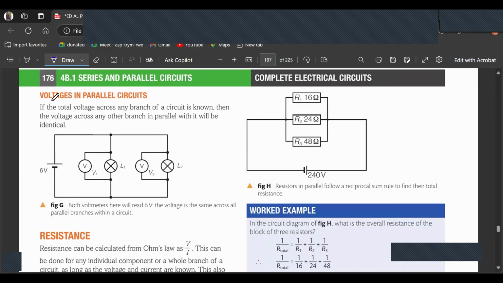जी। एंड इफ यू टॉक अबाउट हाउ टू कैलकुलेट वोल्टेजेस इन पैरेलल सर्किट, वो किस तरह से वेरी करेंगे? इफ द टोटल वोल्टेज अक्रॉस एनी ब्रांच ऑफ अ सर्किट इज नोन, देन द वोल्टेज अक्रॉस एनी अदर ब्रांच इन पैरेलल with it will be identical as well. Voltage in parallel will always be the same.